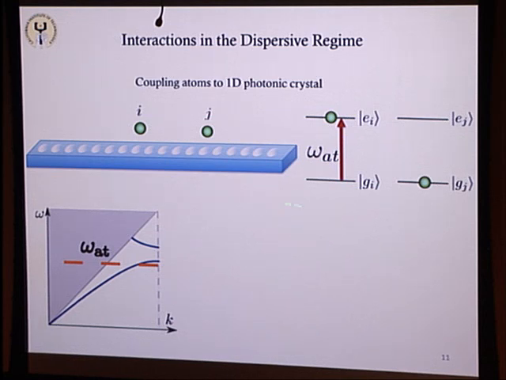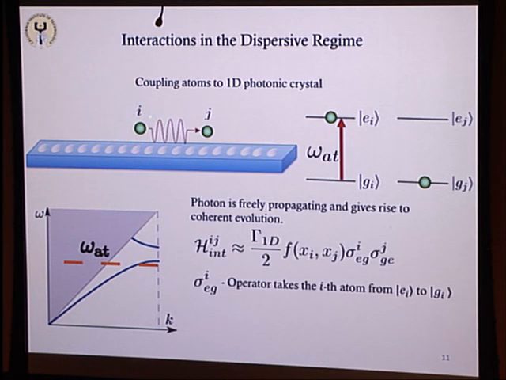So we don't just want to couple one atom to the structure. We want to couple multiple atoms to the structure and look at interactions between these atoms in the dispersive regime. So an atom in some excited state, like the ith atom in the excited state, can emit a photon. That photon can then interact with the next atom. And now these atoms are exchanging interactions with each other, mediated by the waveguide.